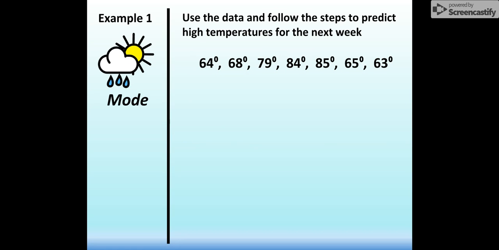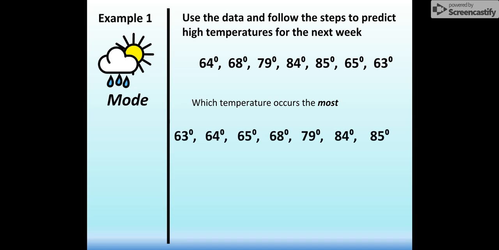Let's see what the mode is. Which of those temperatures occurs most often? We're going to go back to our line of temperatures from median where they're all in order. Do you see any temperatures that occur more than once? Nope. So there is no mode for this set of temperatures.